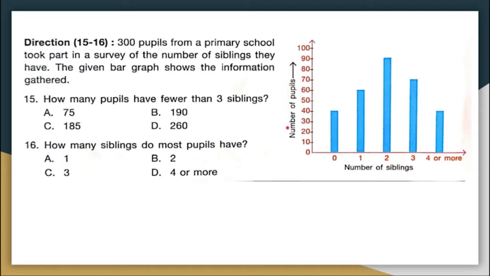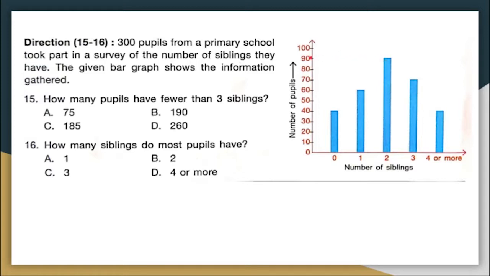If you look at this first bar, what do I understand from it? I am talking about the people who have 0 siblings. How many such people are there? There are 40 such people who have 0 siblings. Now, let us look at the people who have 1 sibling. There are 60 people who have 1 sibling. Now, how many people have 2 siblings? There are 90 people who have 2 siblings. So, that is how you read the bar graph.